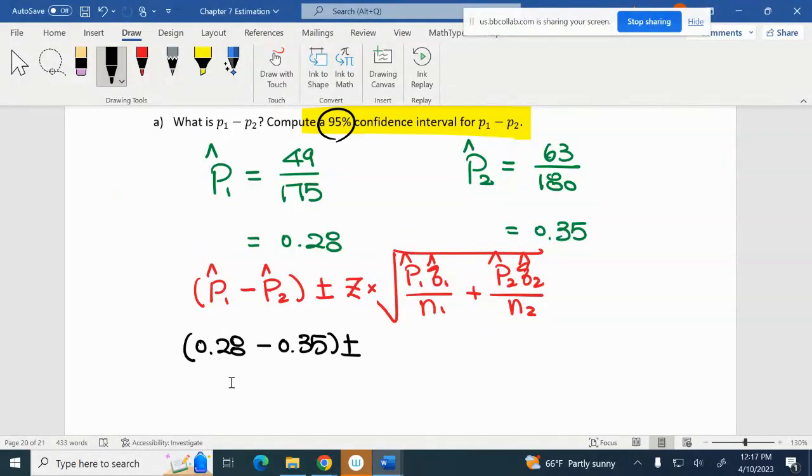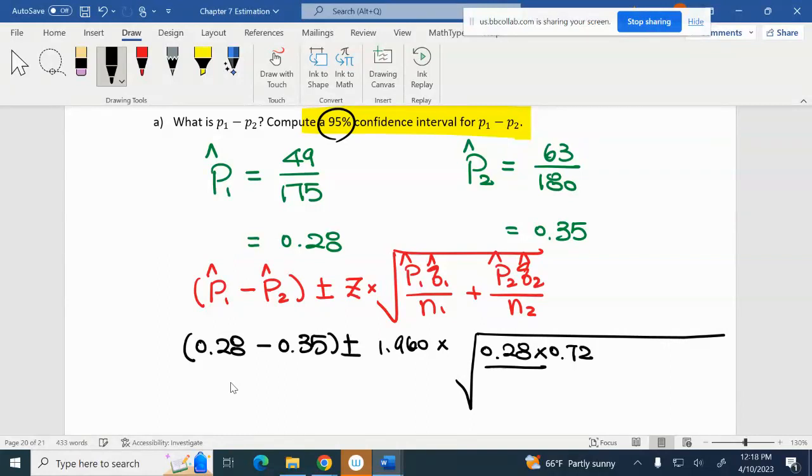Do you remember how much was the z-score for 95%? One way I suggest to you, you can take the z-score from the t-table, right? So if you have a t-table, please look at the t-table. 95%. From the bottom, you can see the z-score. How much? 1.960. Yes, it must be 1.960. And then now 0.28 times 0.72 out of 175.